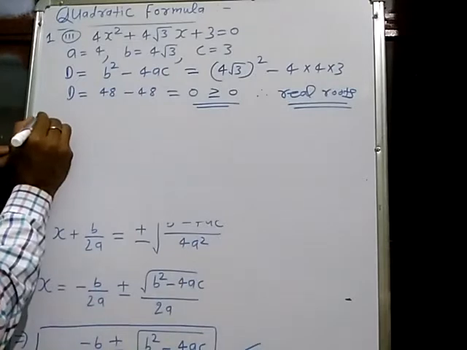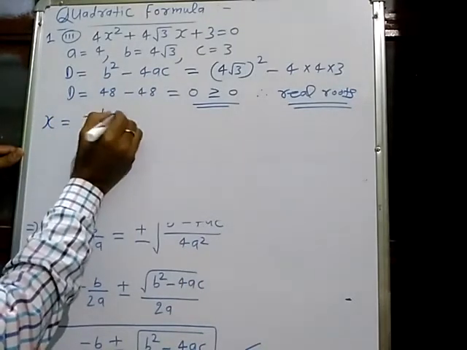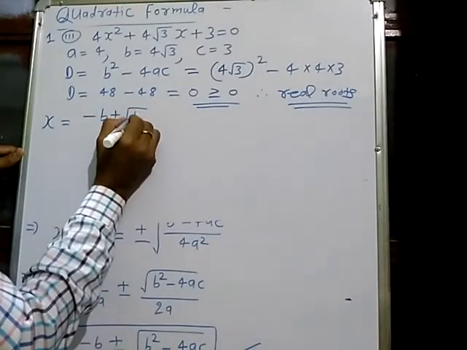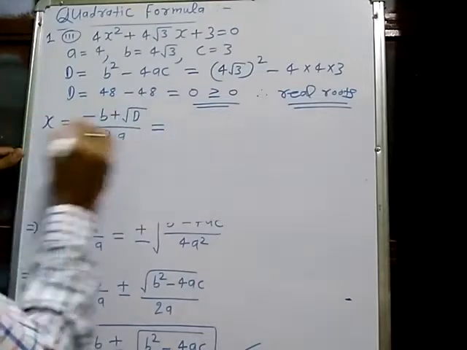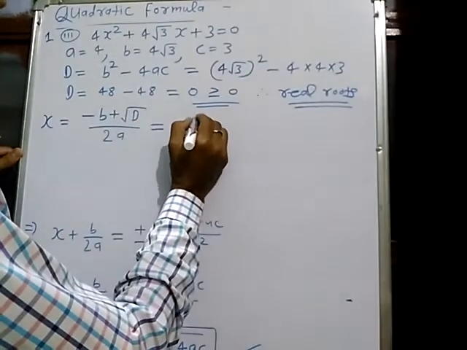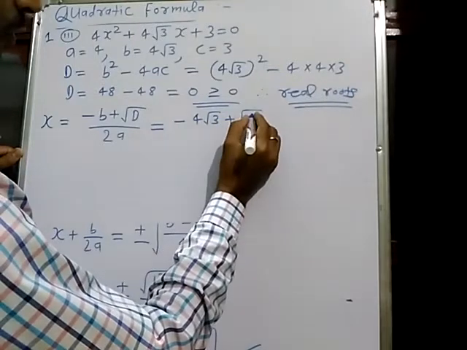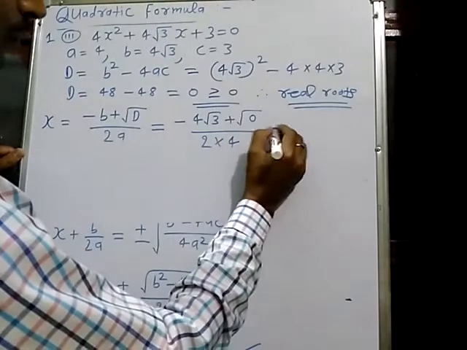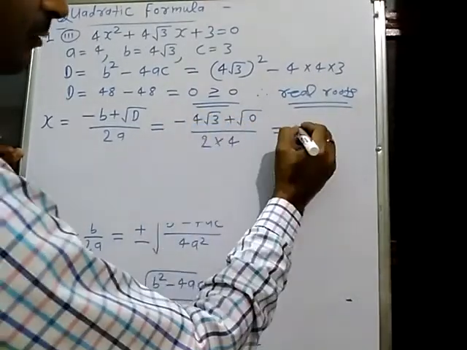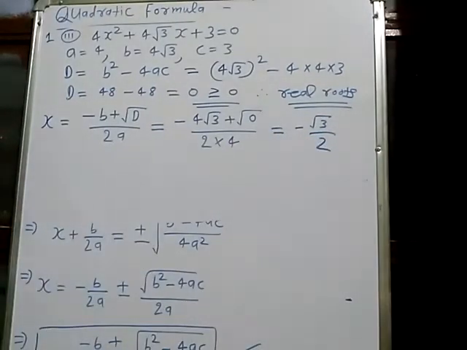So to find the roots, x is equal to, what is the formula? Minus b plus root of D upon twice of a, the first root. So if you find it, minus b, what is b? b is 4 root 3, plus root of 0, D is 0, upon twice of a, which is 4. So what you will get, 4 and 4 cancel हुआ, मिला क्या? Minus root 3 upon 2. देखो first root हुआ minus root 3 upon 2.